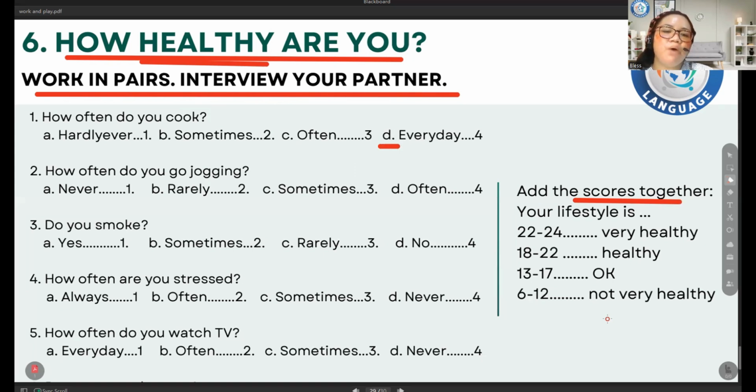So number 2, how often do you go jogging? Okay, never, rarely, sometimes, often. Number 3, do you smoke? And number 4, how often are you stressed? Okay, so do you know that there are two kinds of stress? There is the good stress and the bad stress. When you say good stress, this is like the stress that keeps us going. Yes, that's the good stress.